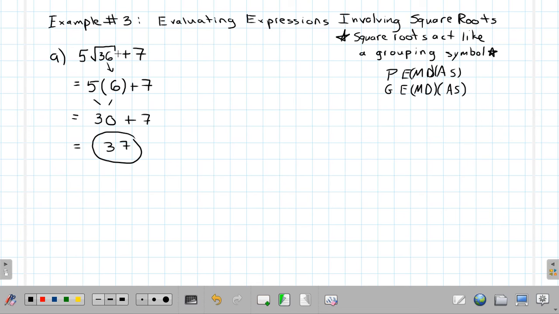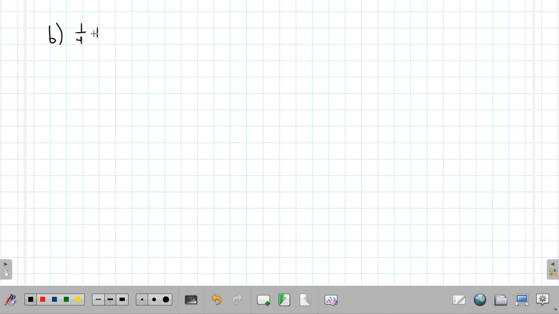Okay? So in regards to working with square roots, you can kind of think of them, like I said, as a grouping symbol. All right? So when you would be doing things in terms of parentheses or grouping symbols, that's when you would do it. So you got to do the square root first here. Okay? But let's go ahead and look at part B. Okay? And this is the one where it's a little bit tricky, once again, because we got fractions. So this expression we need to do is 1/4 plus, and then we've got the square root of 18 over 2.